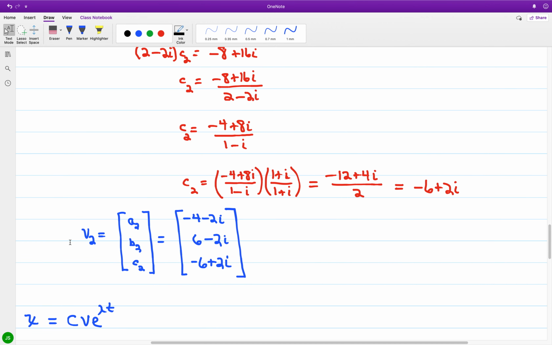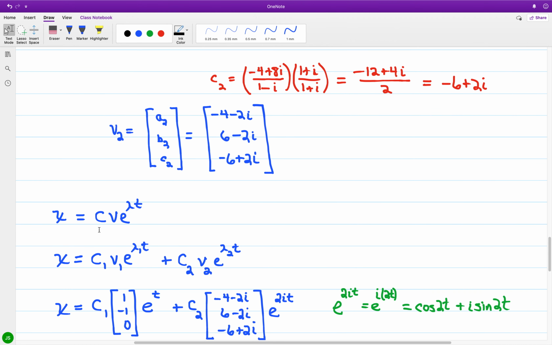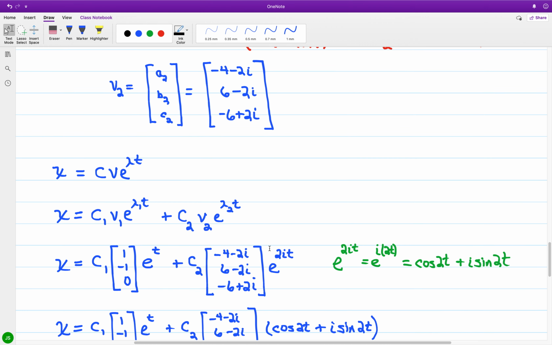So we can say that for the second eigenvector, for a of 2, b of 2, and c of 2, we have these complex numbers in standard form. And now with our two eigenvectors set up, we can look at solving for x. Again, in the big picture, x is equal to a constant times the eigenvector times e to the lambda t. And we have two eigenvectors, two distinct eigenvalues to work with.